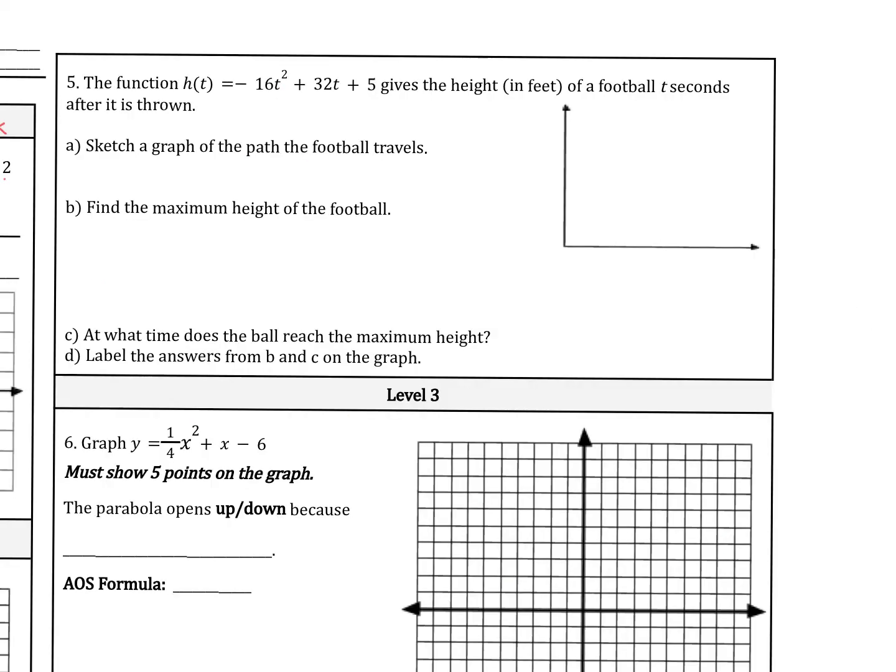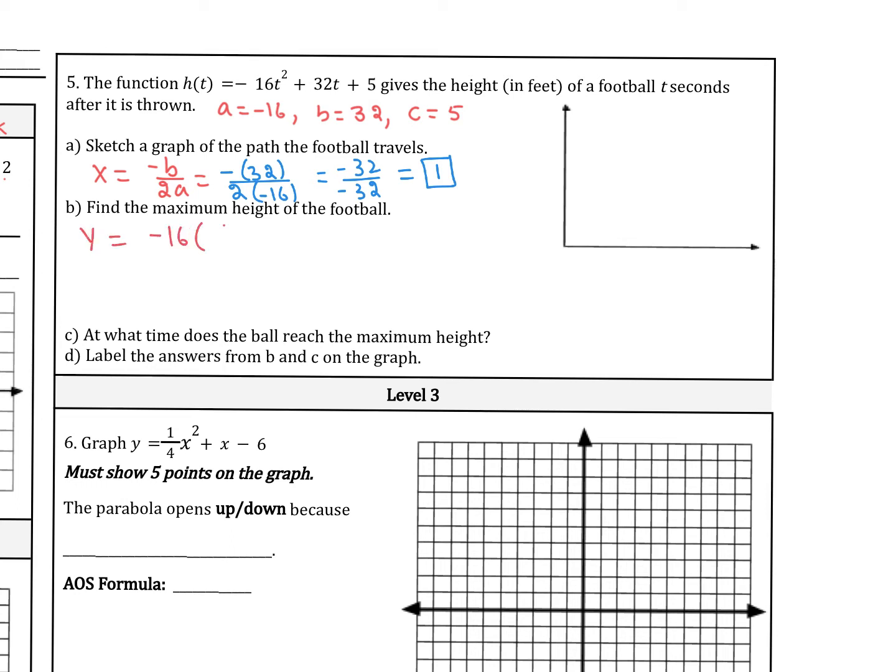For number 5, you're going to have the same thing. A is negative 16, B is 32, and C is 5. Axis of symmetry, x equals negative b over 2a. When you put the bracket around this b and 2 times negative 16, both top and bottom are negative, so it should be a positive 1. When you plug it in for y, you put the bracket around the t, so this is going to be a t value.